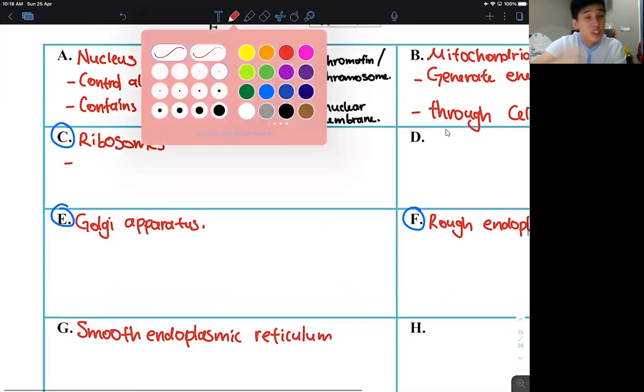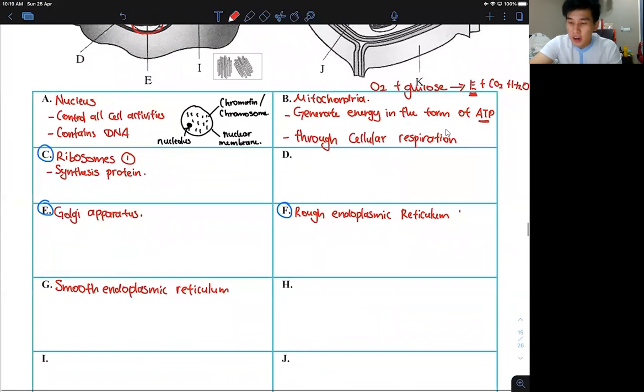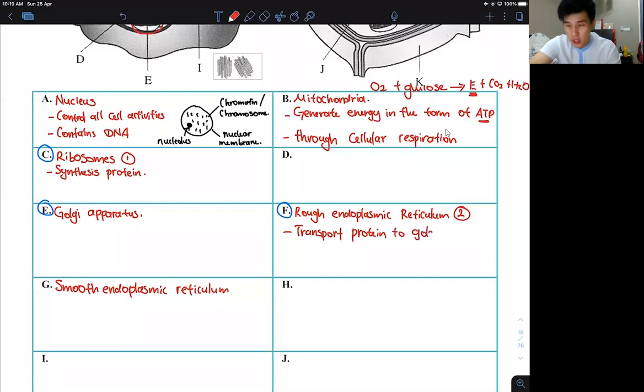So number one, we write the function first. Ribosome, remember, what does it do? It actually synthesizes protein. Yes, synthesize means produce. So I produce proteins. And then this protein, you can label this as number one, will come to the rough ER. Now, what does the rough ER do with the protein? Remember, not anyone, it will transport it. So right after I produce the protein, it will be transported by the rough ER, mainly to the Golgi apparatus.